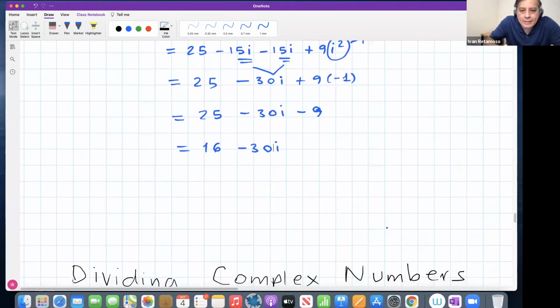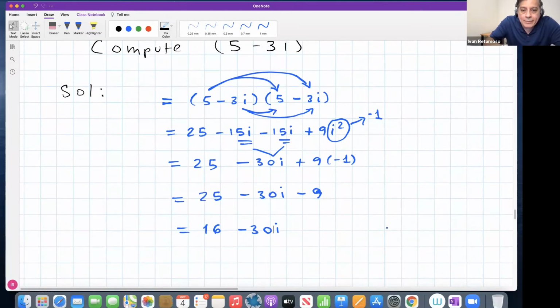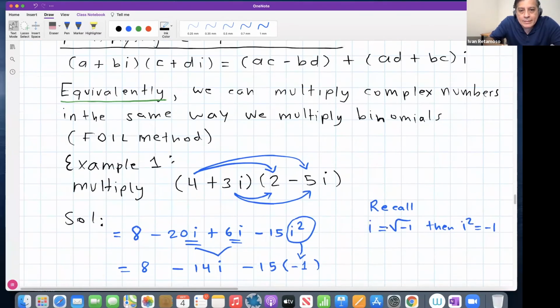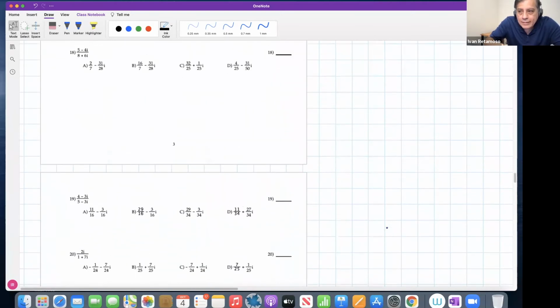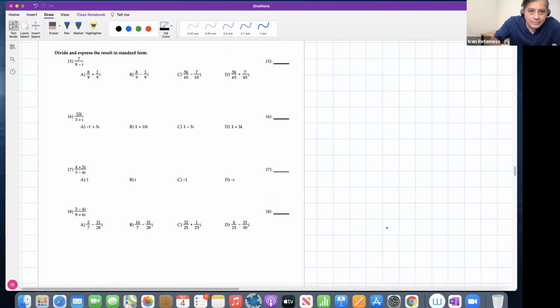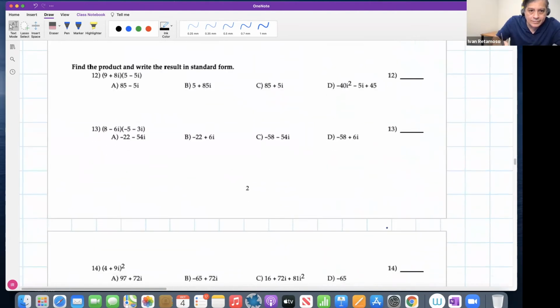It's just like multiplying binomials. Very good. So I want you to practice now on multiplication of complex numbers. So I'm going to ask you to do some exercises here on the worksheet. Can you try number 13, this one? There are a lot of negative signs. Be careful with the signs there.